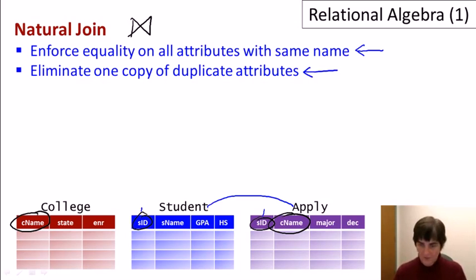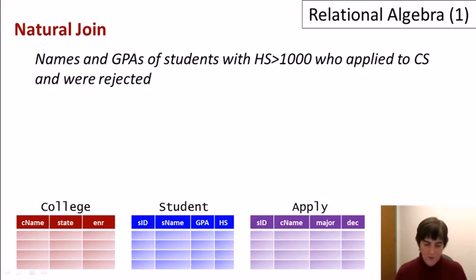So let's do some examples now. Let's go back to our same query where we were finding the names and GPAs of students from large high schools who applied to CS and were rejected. So now, instead of using the cross product, we're going to use the natural join, which, as I said, was written with a bow tie.